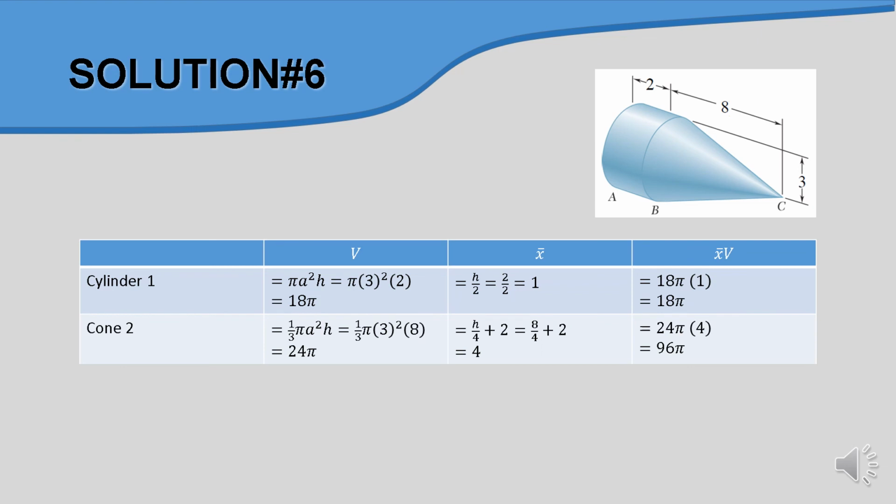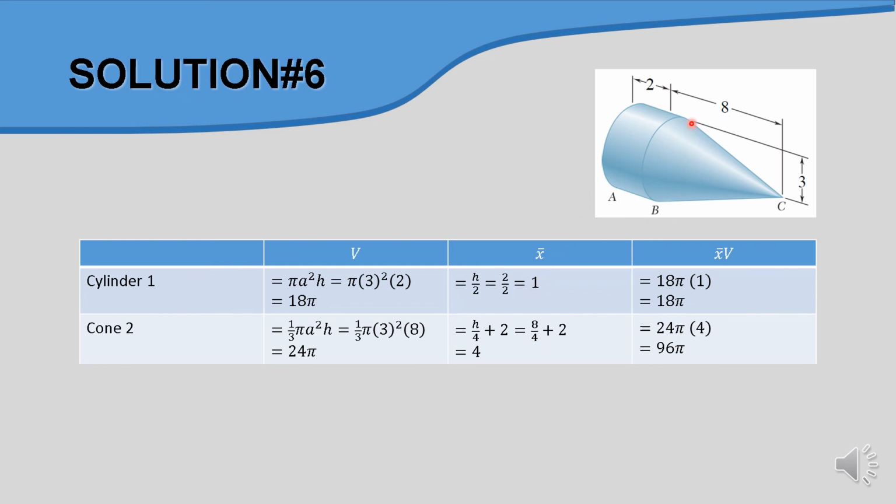Okay. And for the x bar, we also need to use a formula, but please remember that the x bar is located on the coordinate x axis, so you need to take into account the x axis. So in this case of cylinder 1, the length here is 2. For the x bar, basically in the middle, we divide by 2. So 2 by 2 is equal to 1.